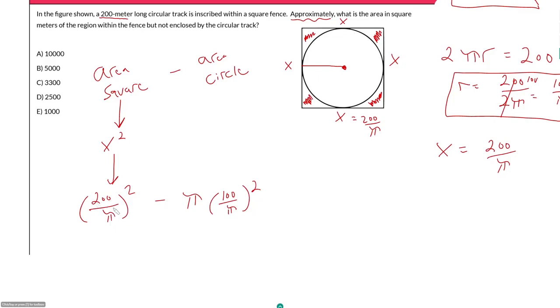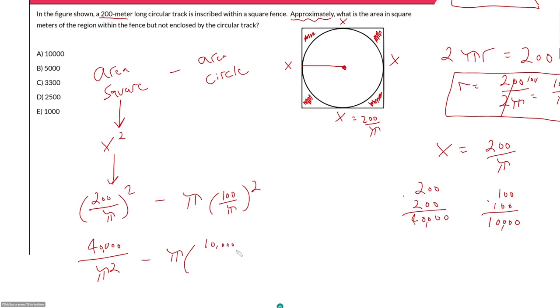So 200 over pi all squared, that's going to be 200 squared over pi squared. So 200 squared, that's 200 times 200, so that's just a 4 with 4 zeros. 40,000. So 40,000 all over pi squared minus, so now don't cancel out these two pi's yet. First, we've got to square this guy. So we have pi times 100 squared over pi squared. So 100 squared is going to be a 1 with 4 zeros. So we get pi times 10,000 over pi squared.